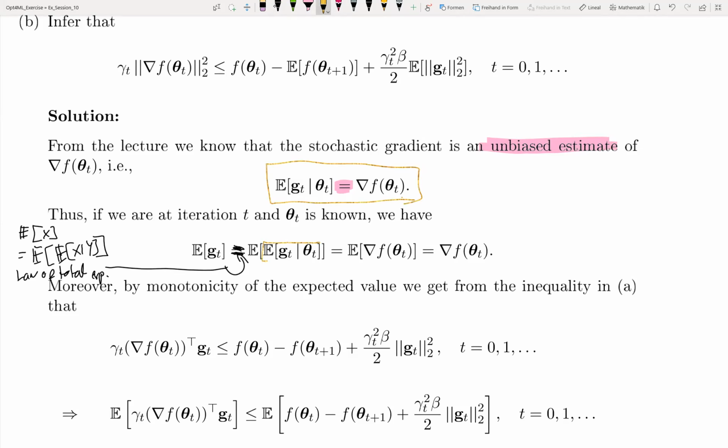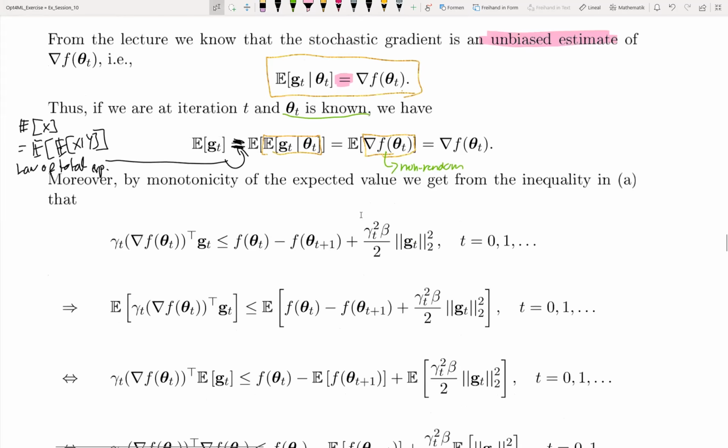Because this thing here is the full gradient when we condition on that. And now, when we are in the position that theta t is known, then this here is not a random variable, it's non-random. So it's a constant or a constant vector in this case. So expected value of a constant or a constant vector is the constant itself. All right, good.